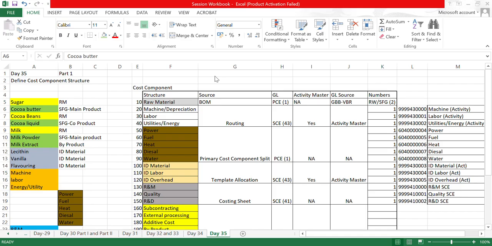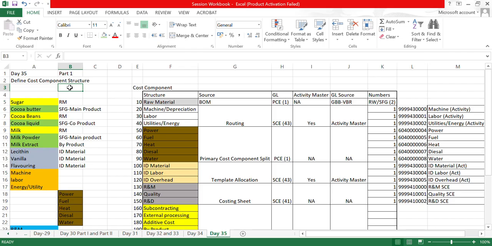There will be multiple parts of day 35 as this is a lengthy concept. The concept that we will understand in day 35 is cost component structure. When I say cost component structure, I mean different components that are required to produce the finished goods.